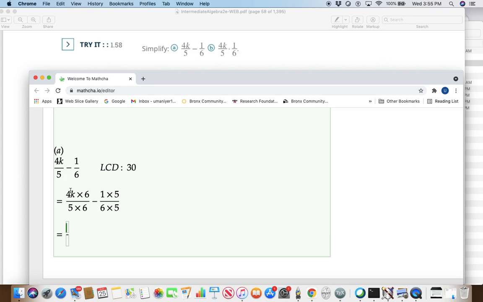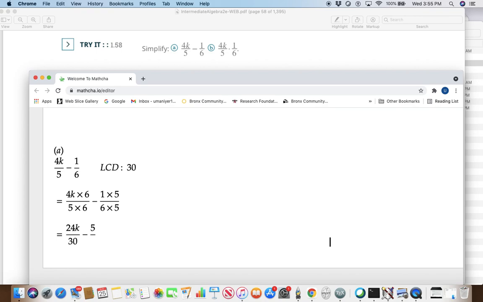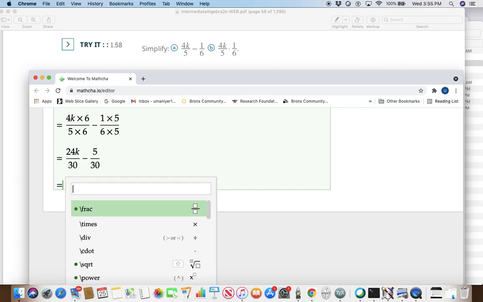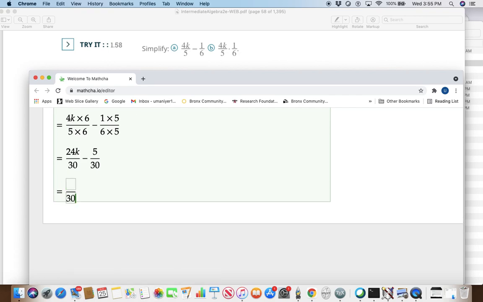So 4k times 6 is 24k. Denominator is 30, minus 1 times 5 is 5. Denominator is 30. This gives us a common denominator of 30, so you write it down. 24k minus 5, which cannot be improved. That's that.